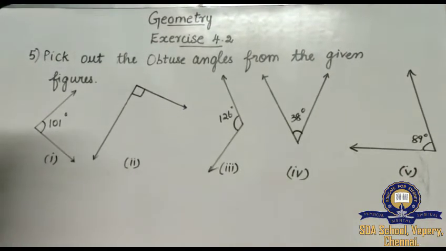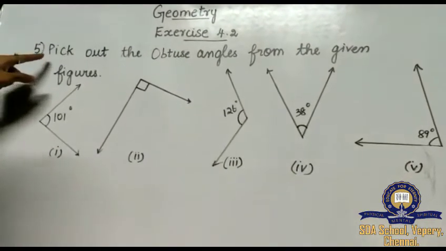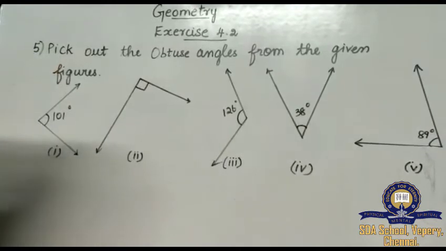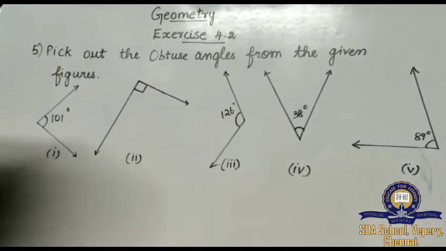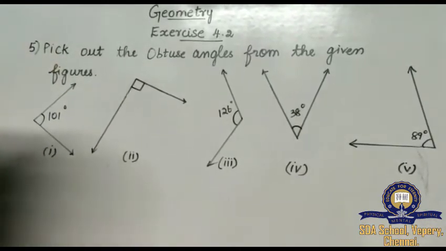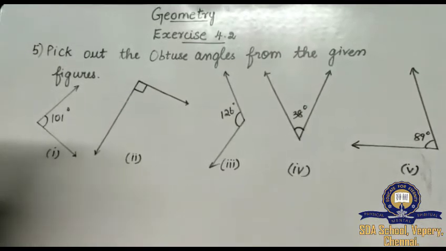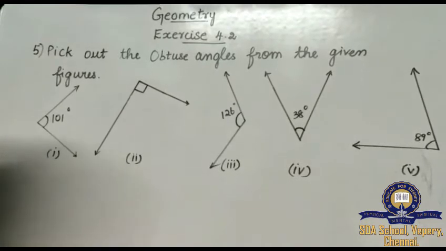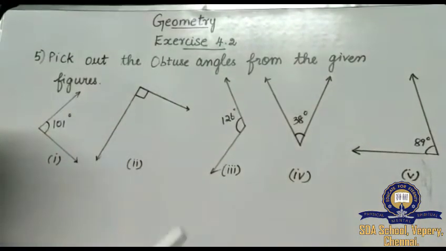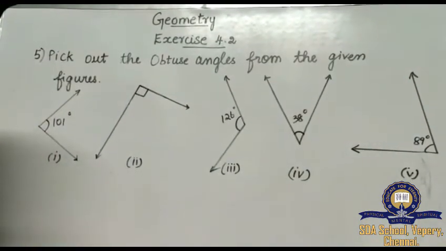Now we'll move to the fifth sum. So the question is pick out the obtuse angles from the given figures. Okay, what are obtuse angles? They are angles which are greater than 90 degree and less than 180 degree, right? So such angles are said to be obtuse angles. Okay, so here are 5 figures given over here and you are supposed to pick out the obtuse angles.